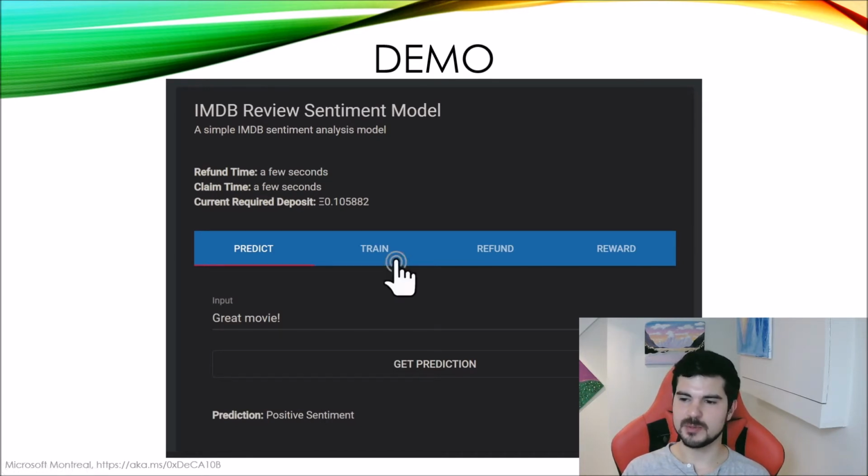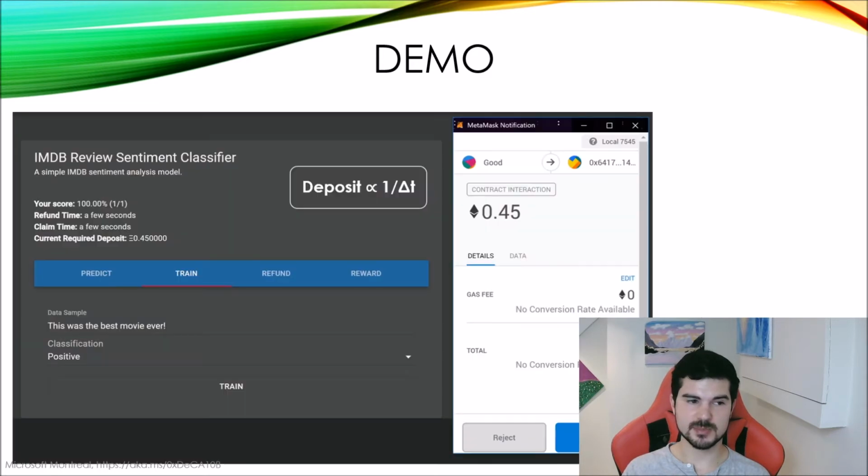So they try out the model a bit. They think it works well, but maybe they find a bug. They can train this model and update it. So they say "this was the best movie ever," and that should have a positive sentiment. So they click on train. MetaMask pops up and asks would they like to confirm this transaction.